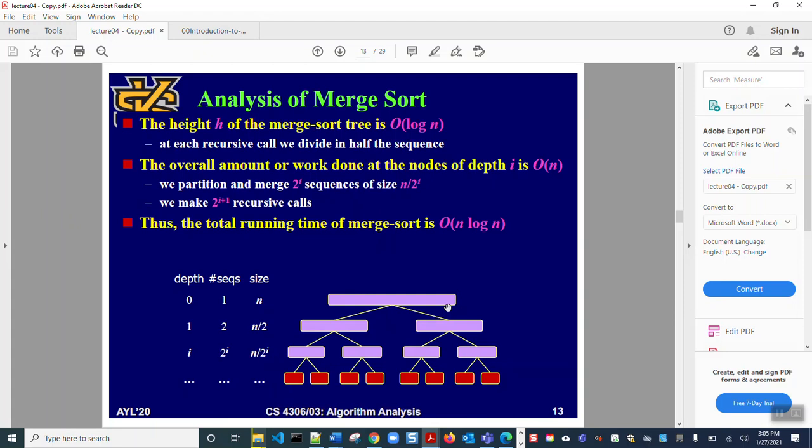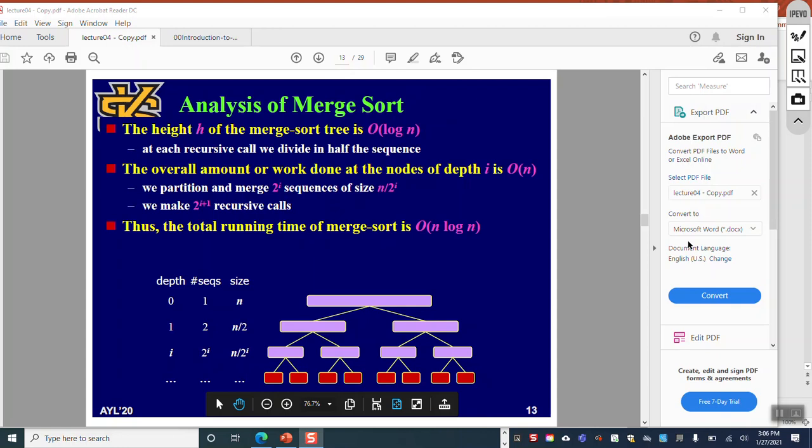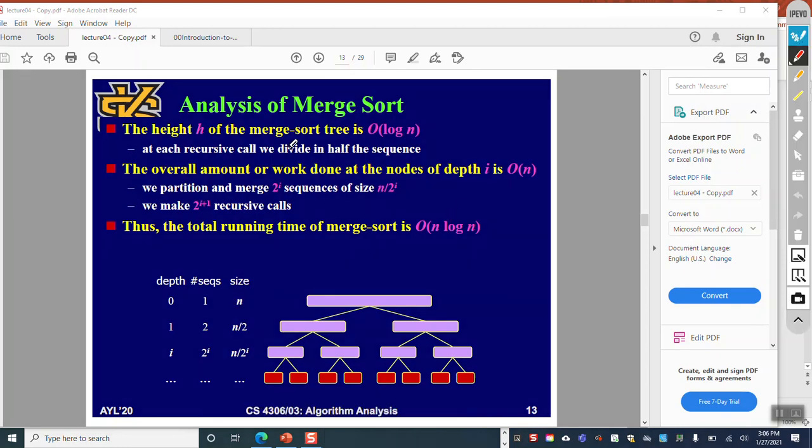So as we discussed in one of our previous lectures, how did we analyze merge sort? We see that every time the array is dividing into half, so the height h will be log n, log with base 2 of n.